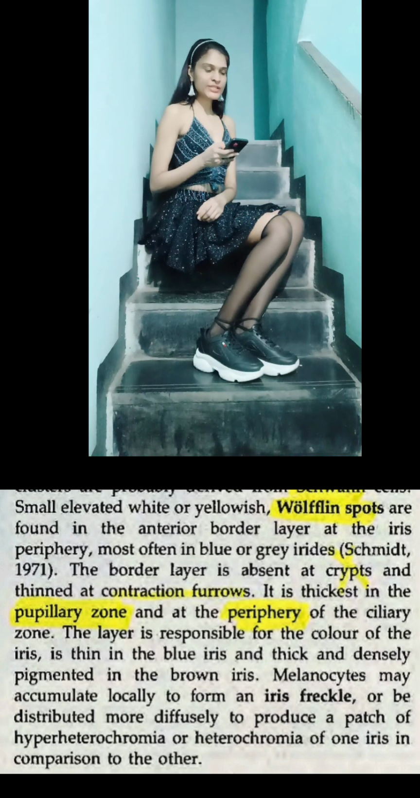The border layer is absent at crypts and thinned at contraction furrows. It is thickest in the pupillary zone and at the periphery of the ciliary zone. The layer is responsible for the color of the iris; it is thin in the blue iris and thick and densely pigmented in the brown iris.